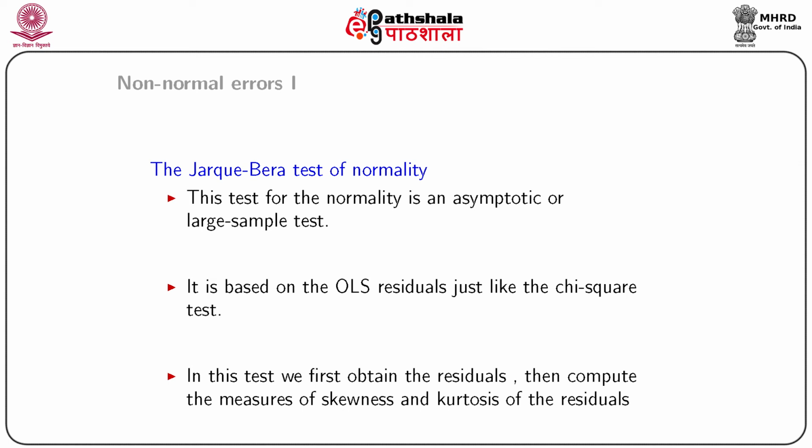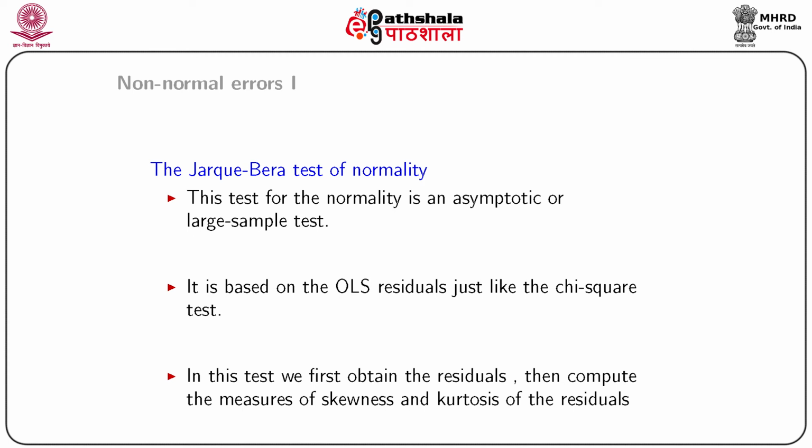After we compute the measures of skewness and kurtosis, denoted by S and K respectively, we can now calculate the test statistic value. The Jarque-Bera test of normality has a test statistic which is given by JB equals n times S squared divided by 6 plus (K minus 3) squared divided by 24. Where, as I mentioned before, S represents the skewness and K represents the kurtosis. So we know that for a normal distribution, the value of skewness is 0 and the value of kurtosis is 3. So K minus 3 in the test statistic represents the excess kurtosis present.